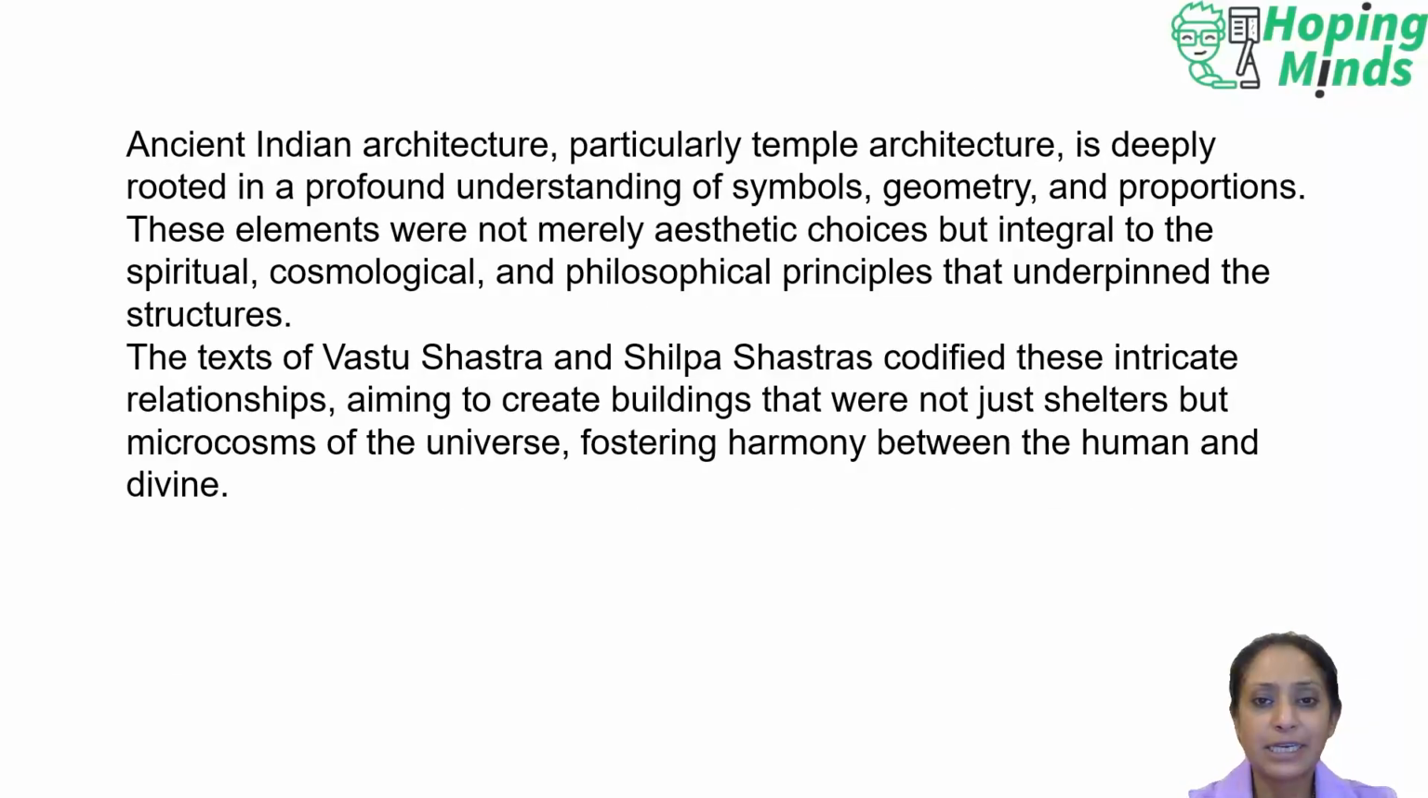Ancient Indian architecture, particularly temple architecture, is deeply rooted in a profound understanding of symbols, geometry, and proportions. These elements were not merely aesthetic choices but integral to the spiritual, cosmological, and philosophical principles that underpinned the structures. The texts of Vastu Shastra and Shilpa Shastra codified these intricate relationships, aiming to create buildings that were not just shelters but microcosms of the universe.